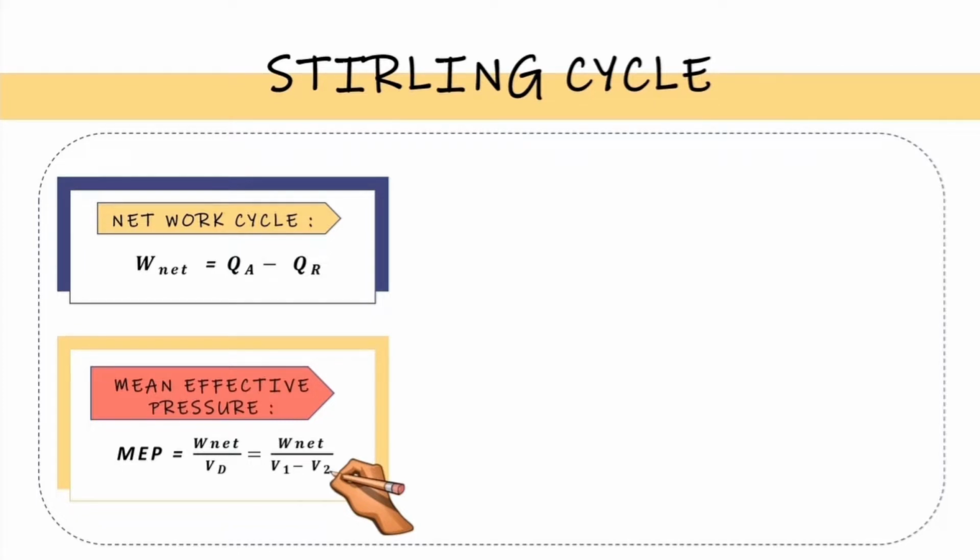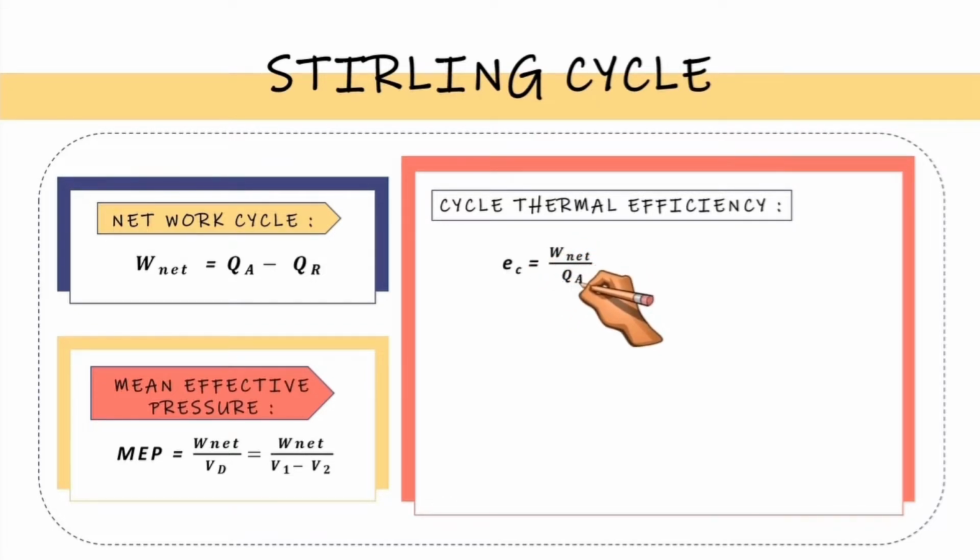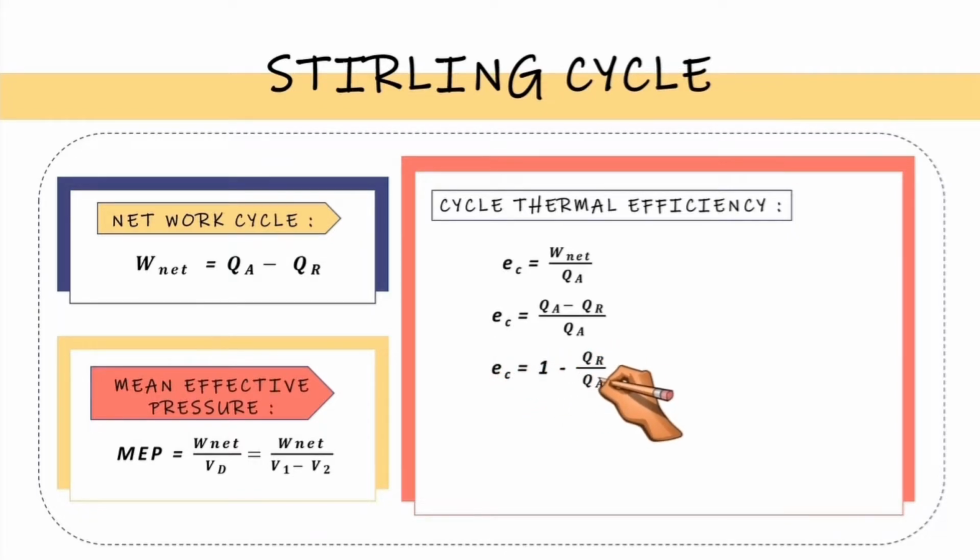Last but not the least is the cycle thermal efficiency. Cycle thermal efficiency is equal to work net over heat added. So, EC equals W net over QA. We can still break down EC, right? So we can say that EC equals QA minus QR over QA. Then simplify. EC equals 1 minus QR over QA.